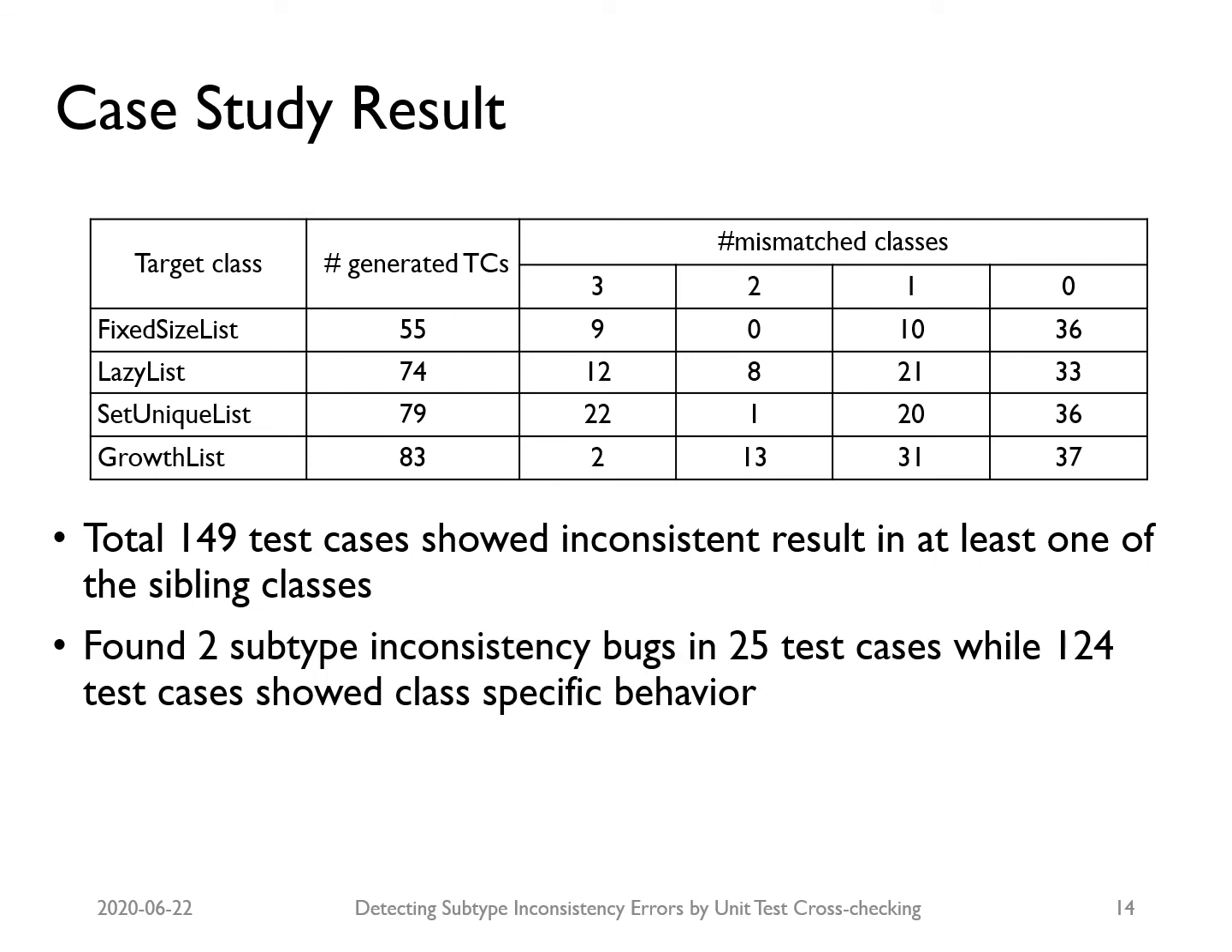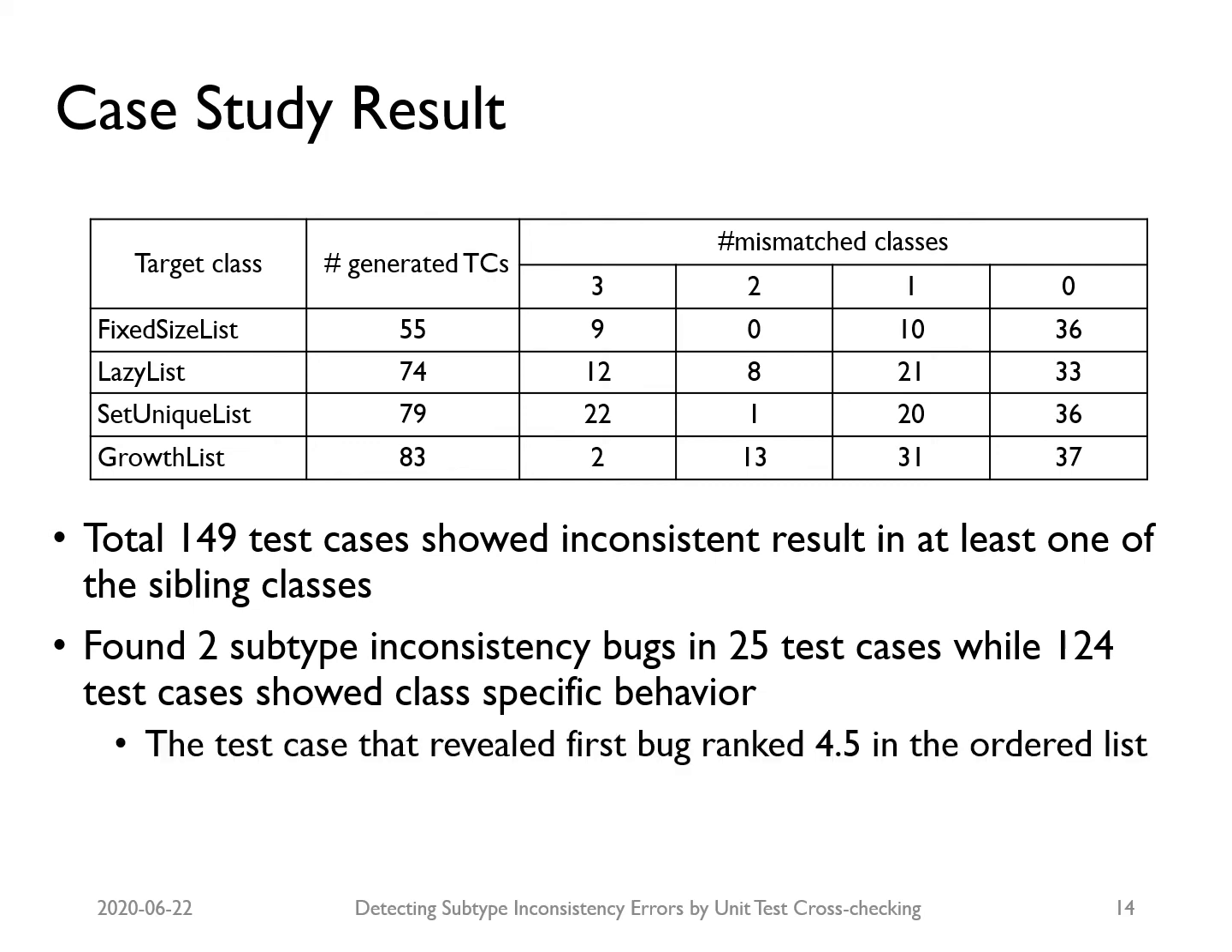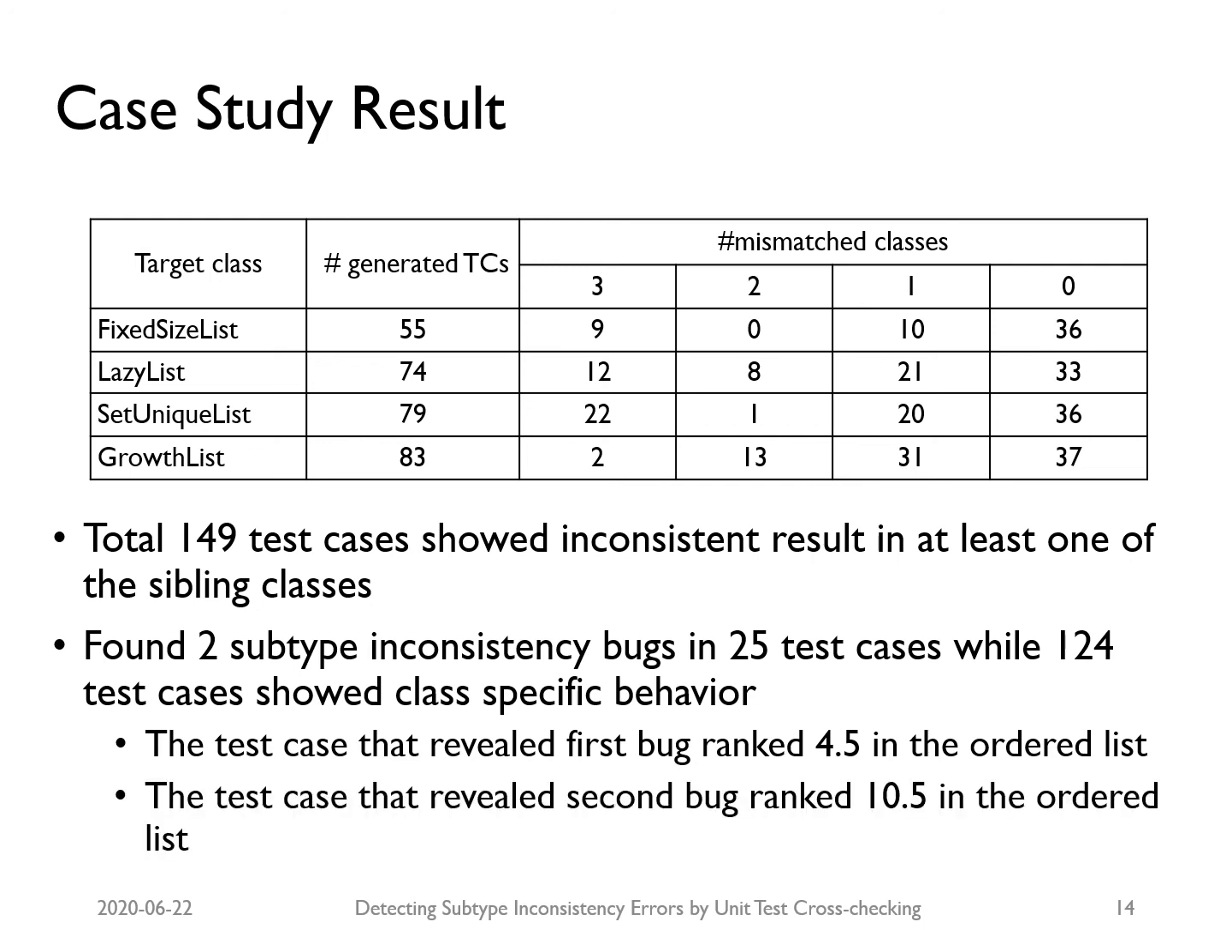And after ordering the test cases by the priority measure, we checked whether each test case detected an actual error. As a result, we found that 25 test cases show inconsistent results because of 2 real bugs. The first bug was detected at the 4.5th test case on the ordered list, and the second bug was detected by the 10.5th test case on the ordered list. The remaining 124 tests showed inconsistent results due to unique behavior of the classes.